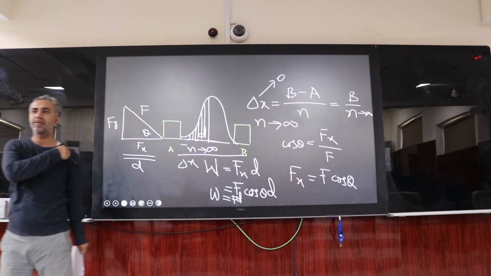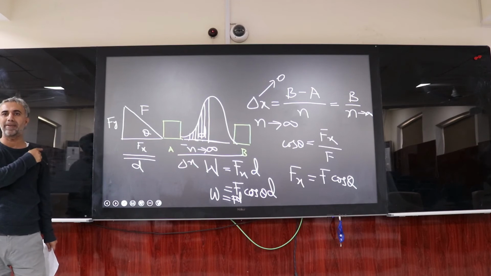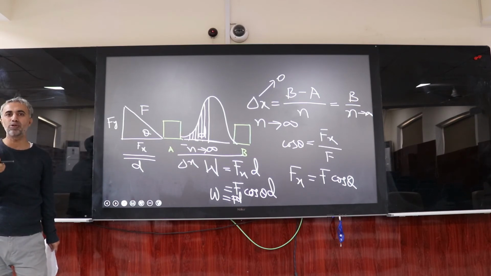In my previous first lecture, I told you that I will explain this concept. Somewhere in books, they said that n approaches infinity, and some said delta x approaches 0. This is the concept. Is it clear, please?